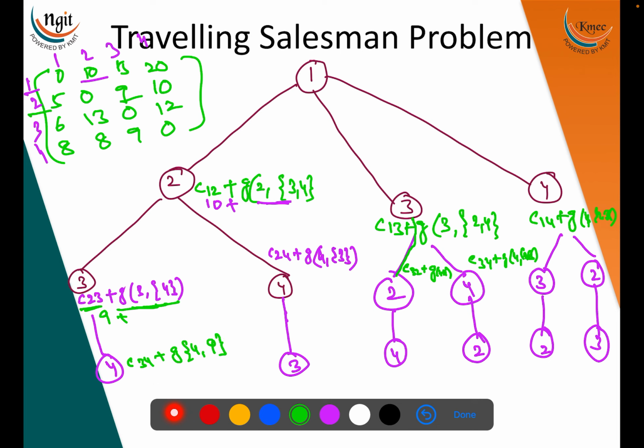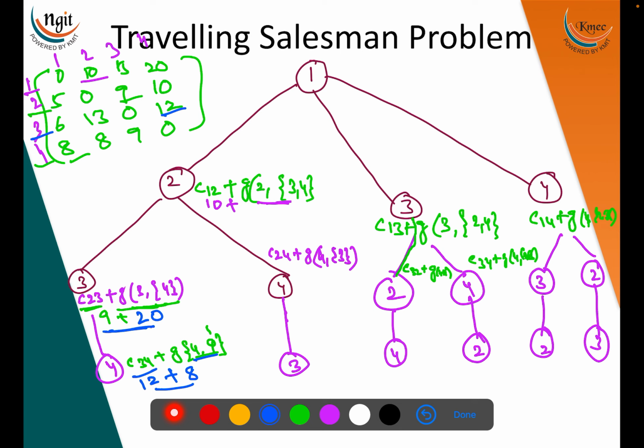There is no other vertex that is not visited. He completed all the things, so it is empty. Empty in the sense you can understand that he is visiting the home city back. That means 4 comma 1. You know the cost of 4 comma 1, right? 4 comma 1 cost is 8. So 3 4 cost is 12. 12 plus the 4 comma 1 cost, 8, is 20. Now send 20 up.